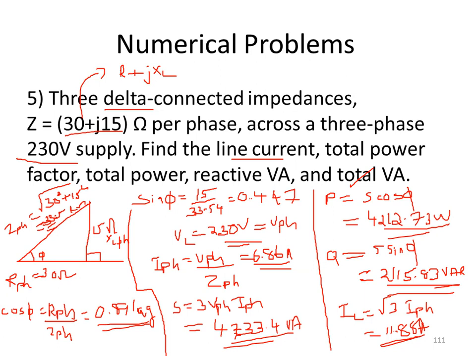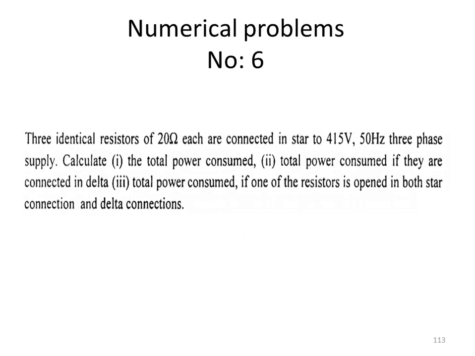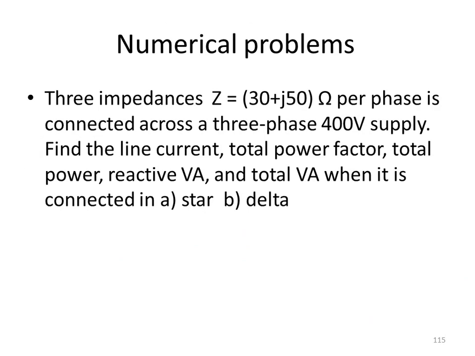Okay, now coming to the next question. We will deal with this question. This question was asked in a past university exam. Three impedances, Z equal to 30 plus j 50 ohm per phase, are connected across a 3-phase 400 volt supply. Find the line current, total power factor, total power, reactive volt ampere and total volt ampere when it is connected in star and delta.